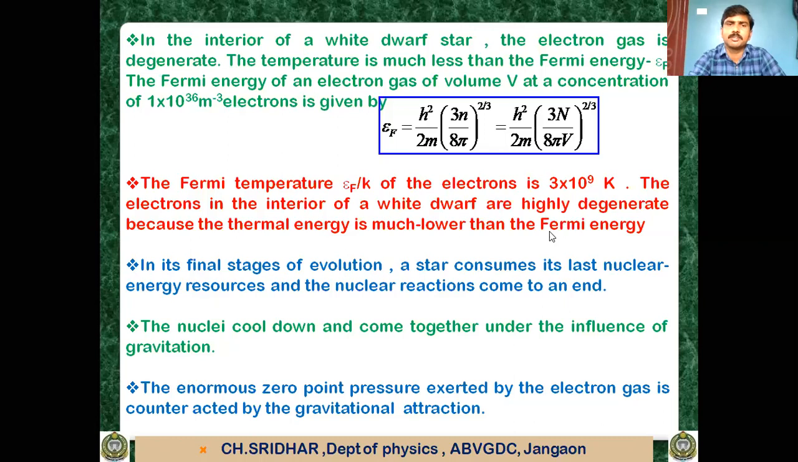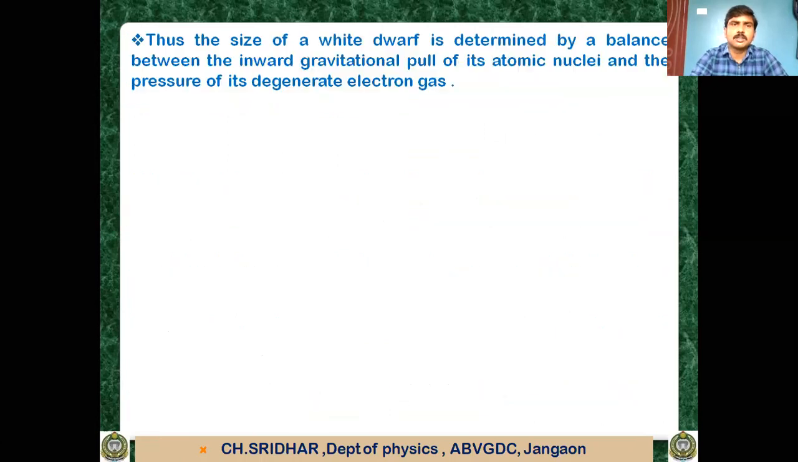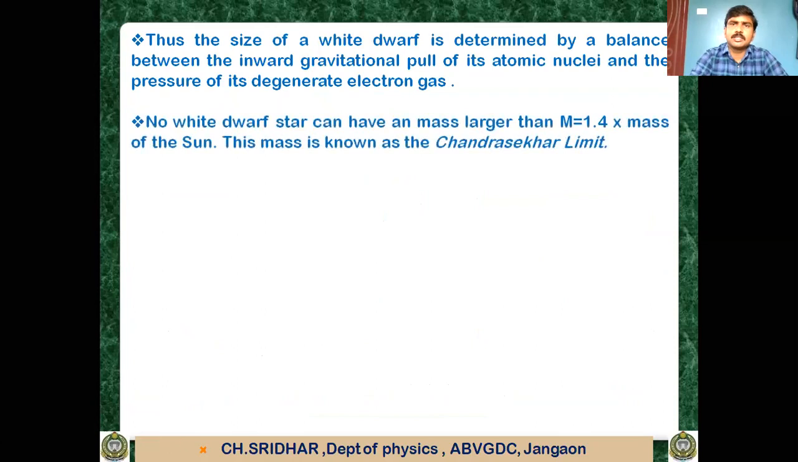So in its final stages of evolution, the star consumes its last nuclear energy resources, and the nuclear reactions come to an end. So the nuclei cool down and come together under the influence of gravitation. The enormous zero-point pressure exerted by the electron gas is counteracted by the gravitational attraction. Thus the size of the white dwarf is determined by a balance between the inward gravitational pull of its atomic nuclei and the pressure of its degenerate electron gas.